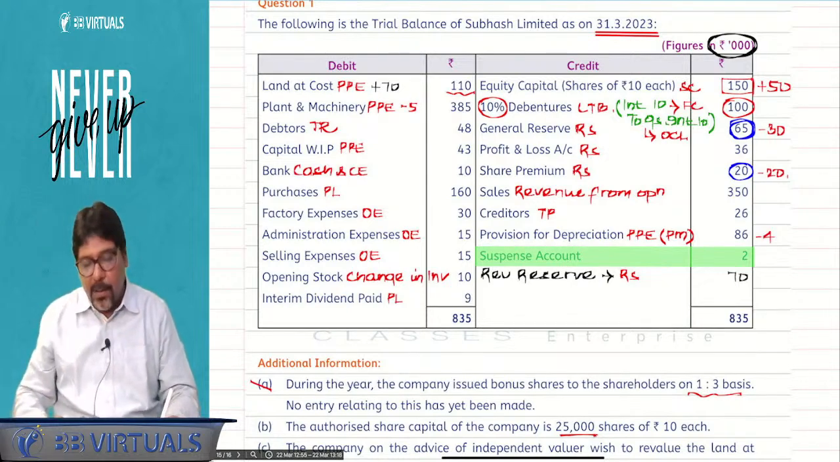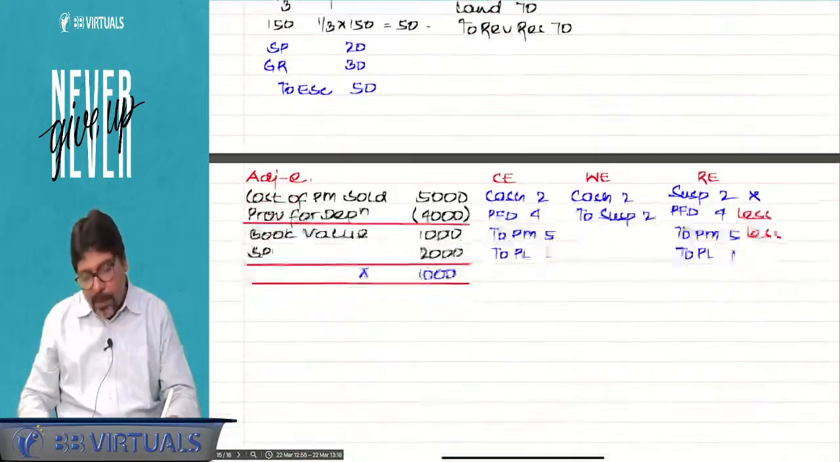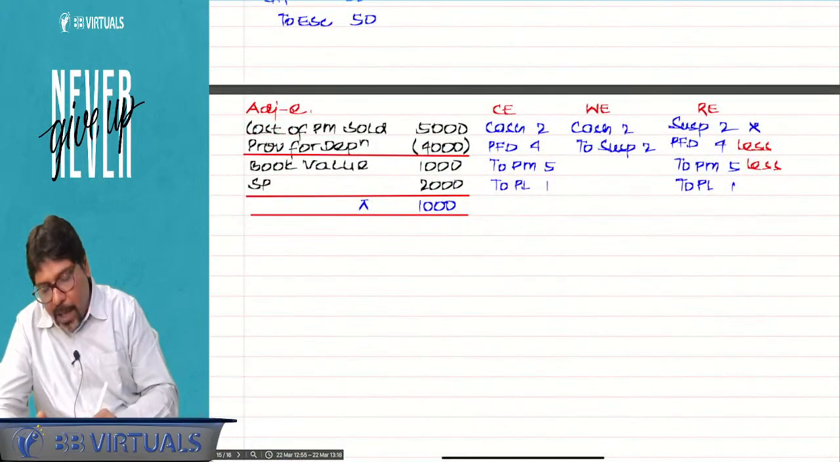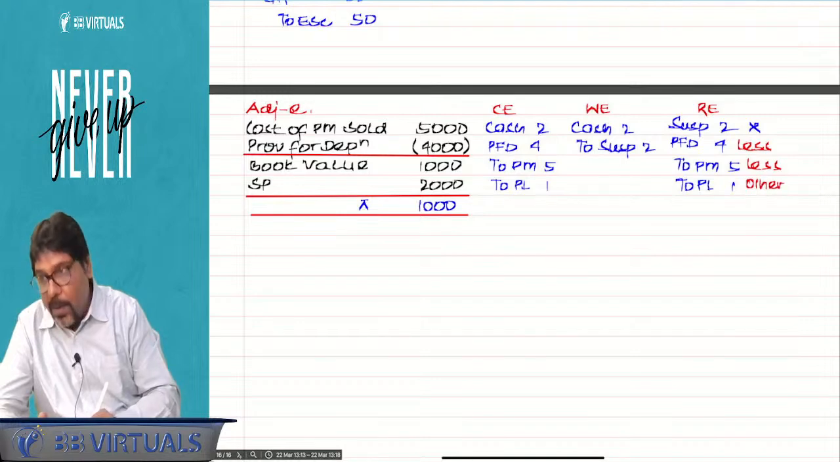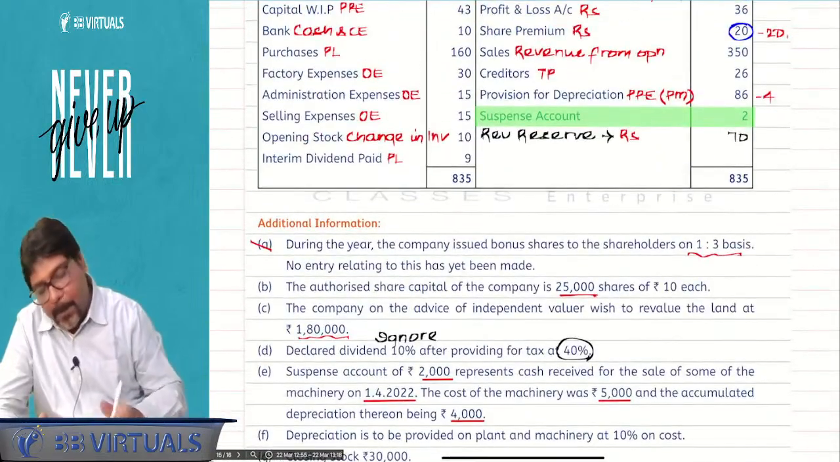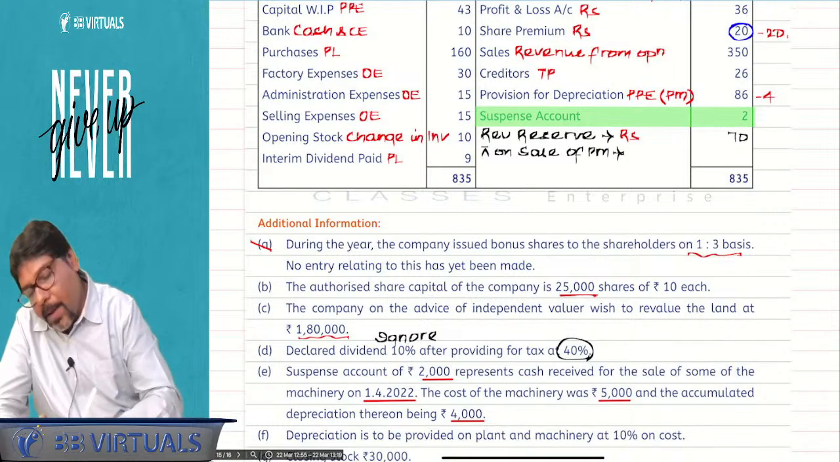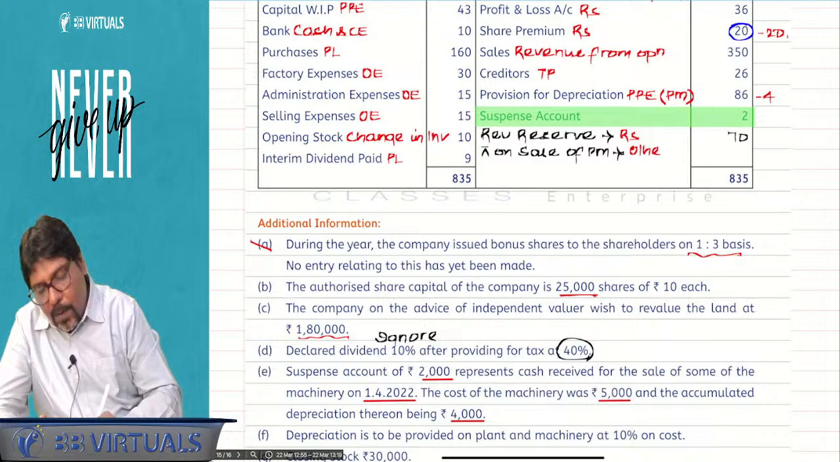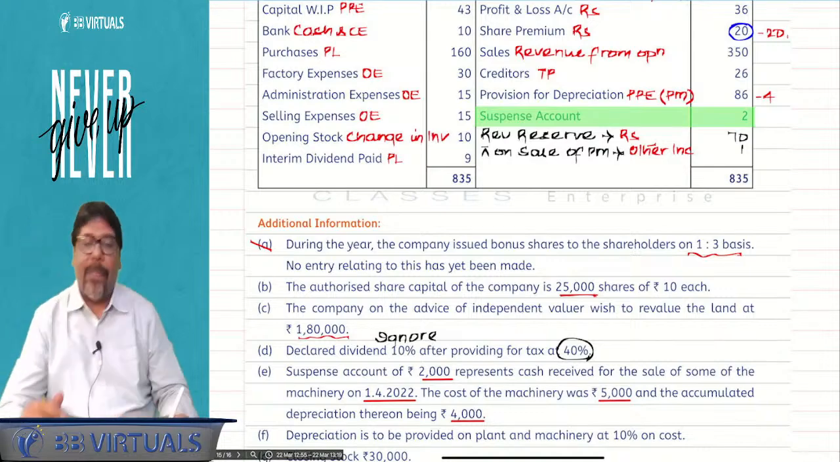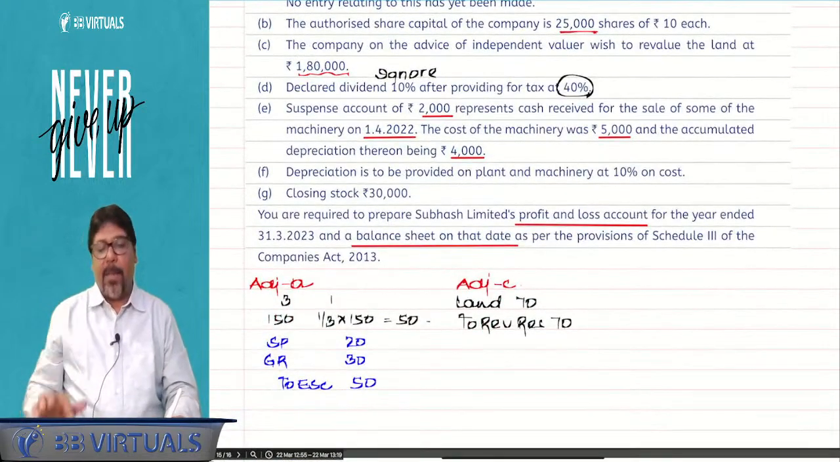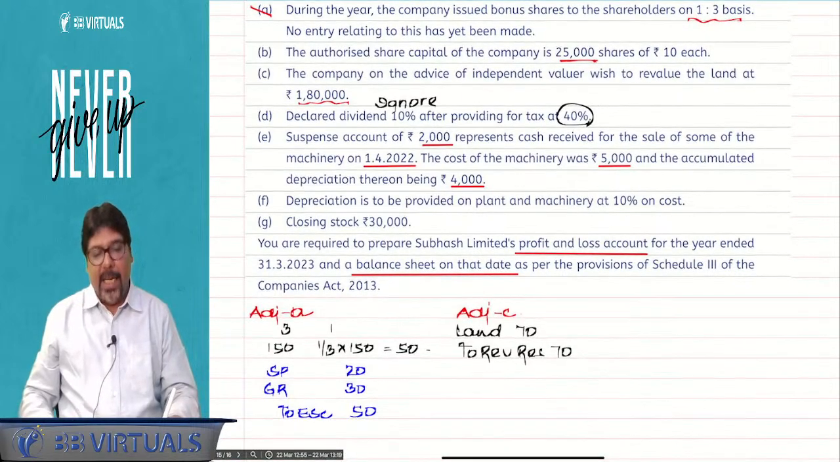Correct? Yes, sir. PL will go as profit in other income. So let me write it in the trial balance only so I will not forget. Profit on sale of plant and machinery, other income. How much? 1,000.